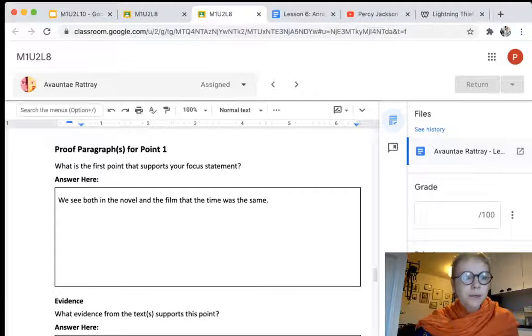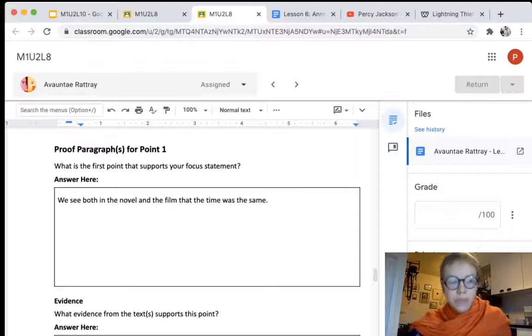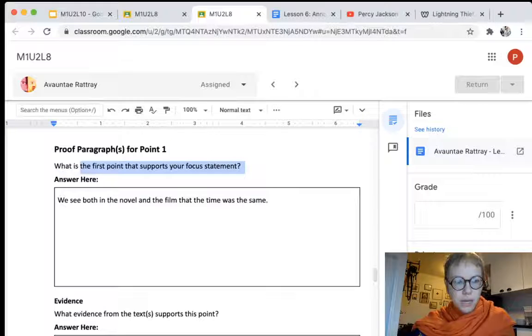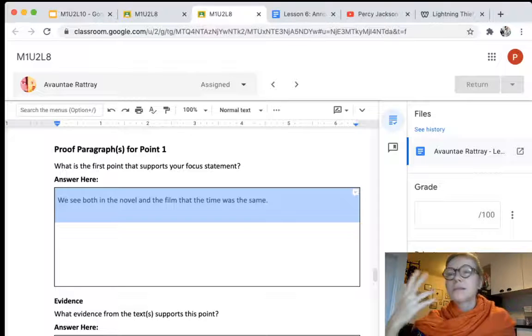So your assignment for Monday was to complete this part, was to find some textual evidence. So we have our first claim right here. So what is the first point that supports your focus statement? You're naming one similarity in both chapter 16 of Percy Jackson in the novel and in the film. This happens in both.